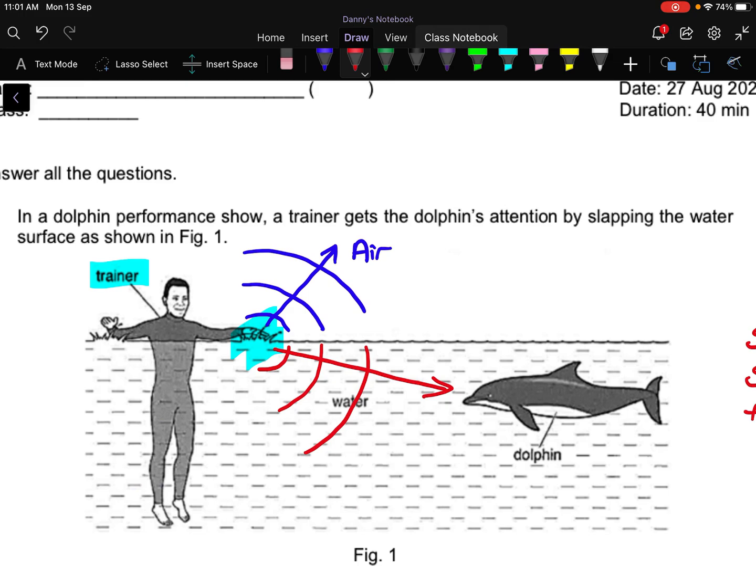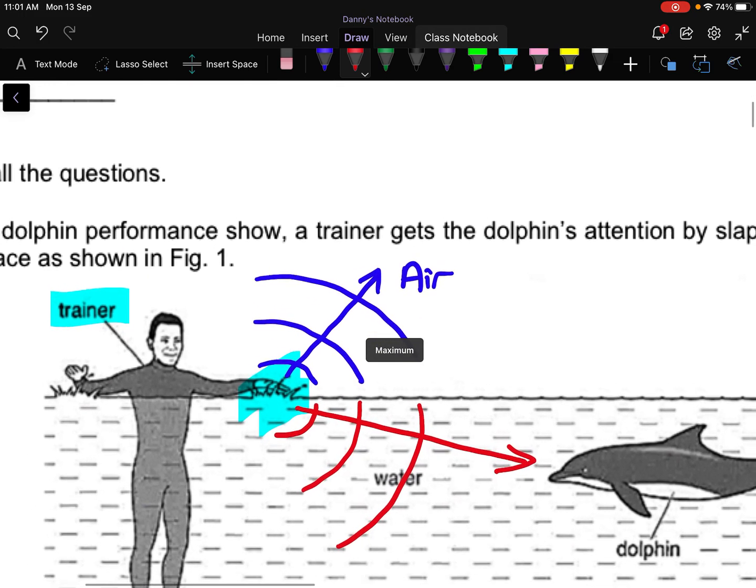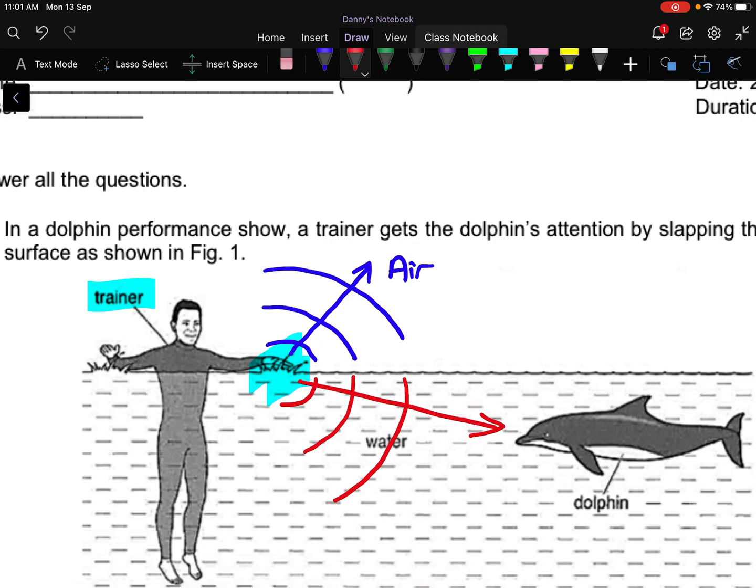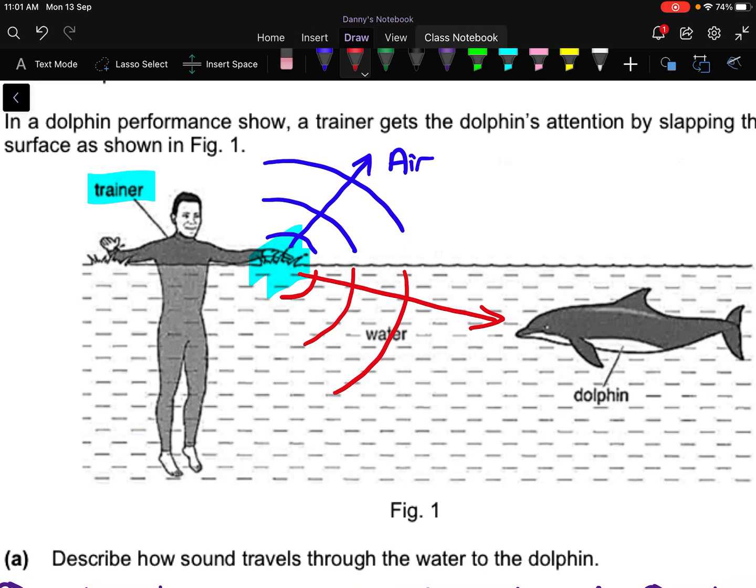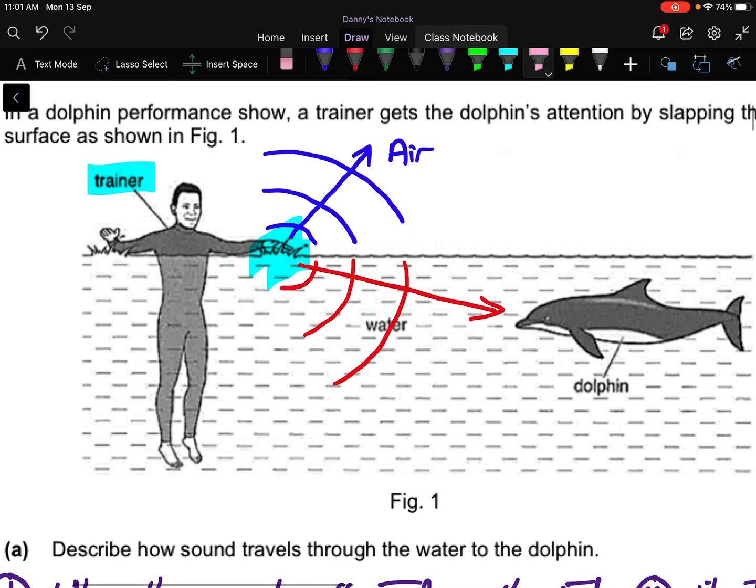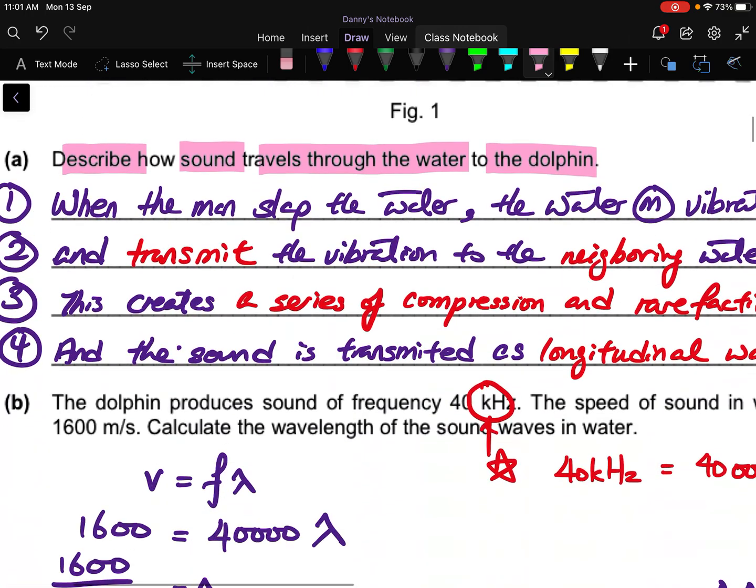So actually, you do not need to talk about how sound travels in air and then refracts into the water. You don't need to do that. For the first question here in part A, you are asked to describe how sound travels through the water to reach the dolphin. This is a question that we have done during the revision, and I have been trying to hint to you that you need to memorize this. In fact, it is a popular question in O-level.